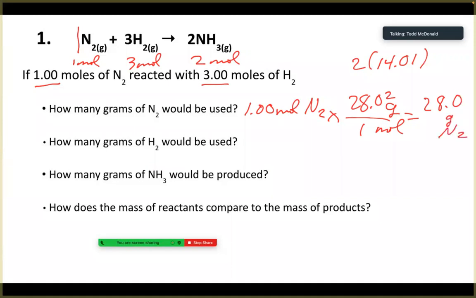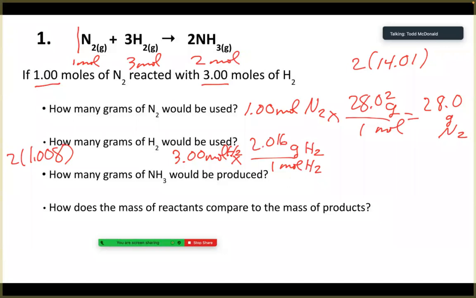Okay? And then it says how many grams of H2 would be used based on 3 moles of H2. So if I take 3 moles of H2, I'm going to get rid of moles of H2 and go to grams of H2. All we do is, again, look on the periodic table, 2 times 1.008. That's 2.016. That's the molar mass of hydrogen. So if I take 2.016 and multiply it by 3, with 3 sig figs here, we're going to get 6.05 grams of H2, right?